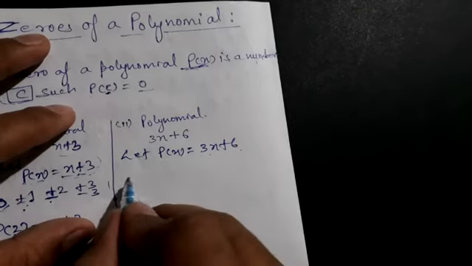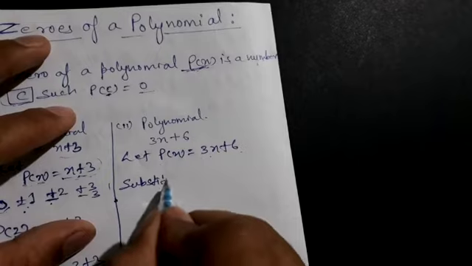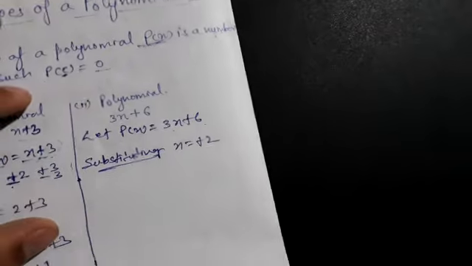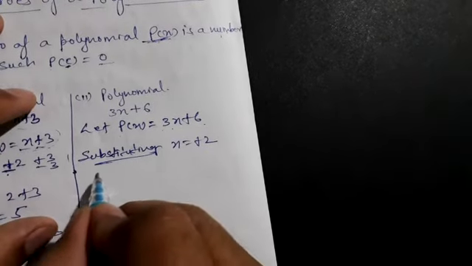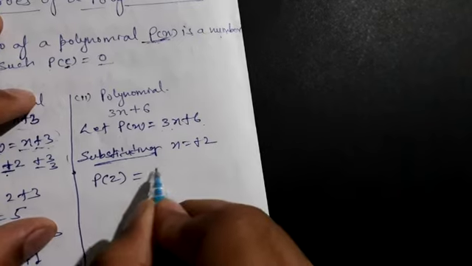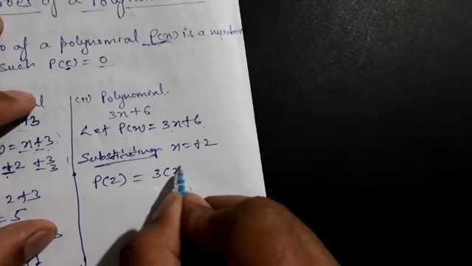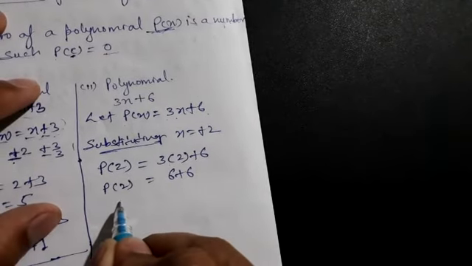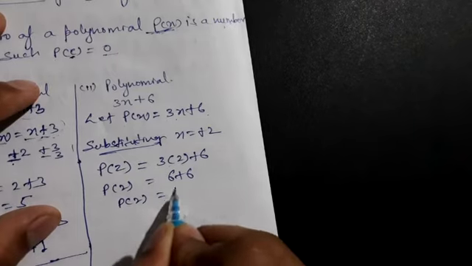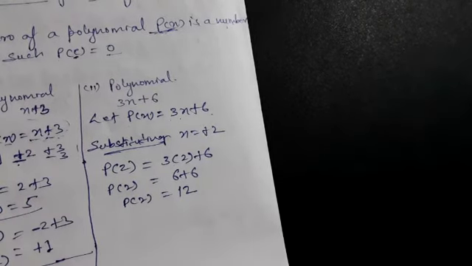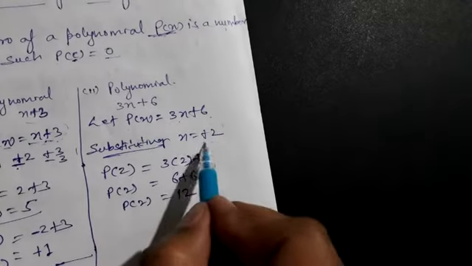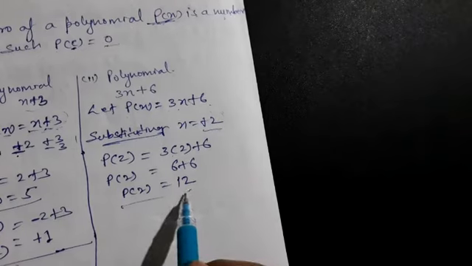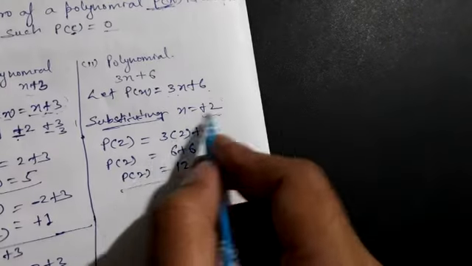So now what we will do, substituting x equal to plus 2. Okay, let us check. Substituting x equal to plus 2, p of 2 is equal to 3 into, in place of x, what we will write, 2, plus 6. So 3 into 2 is 6, plus 6. p of 2 is equal to 6 plus 6. p of 2 is equal to 12. So tell me whether plus 2 is a zero of this polynomial. No, because after substituting x equal to 2, the value of p of x is not 0.